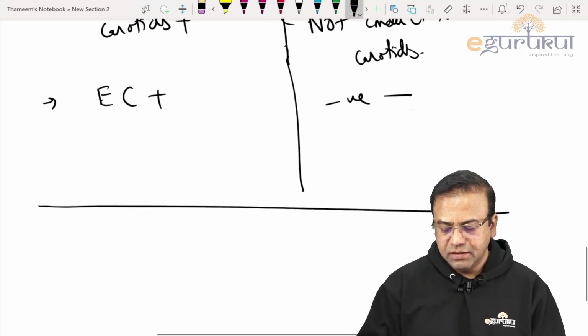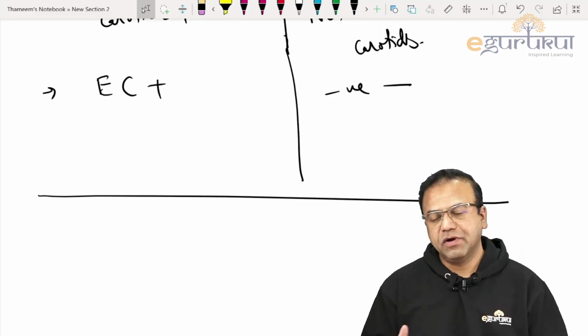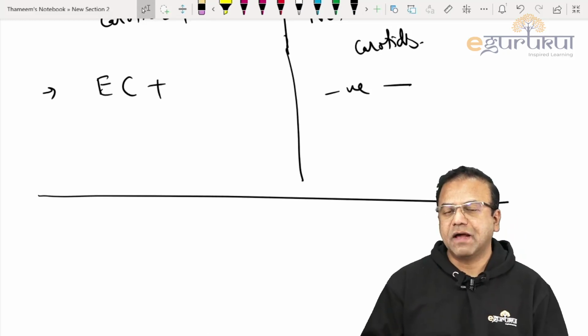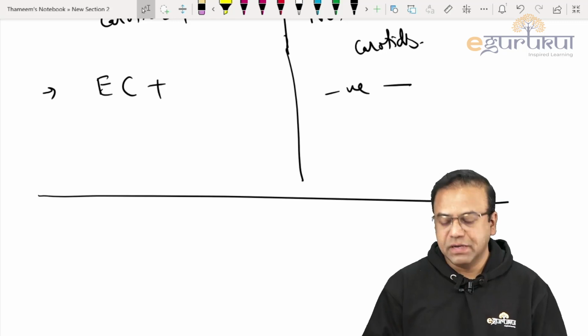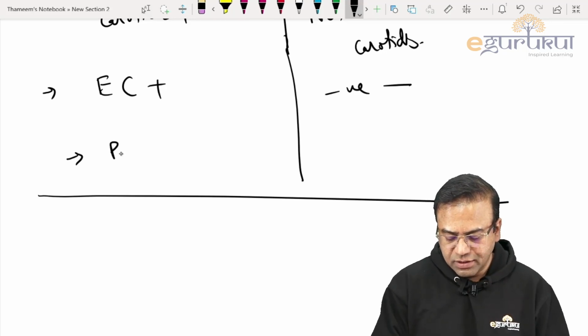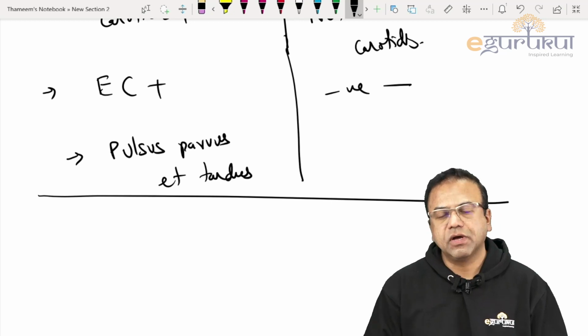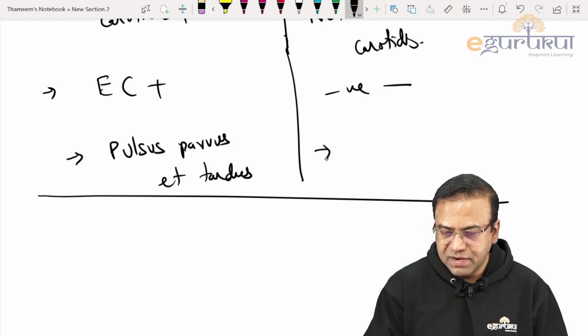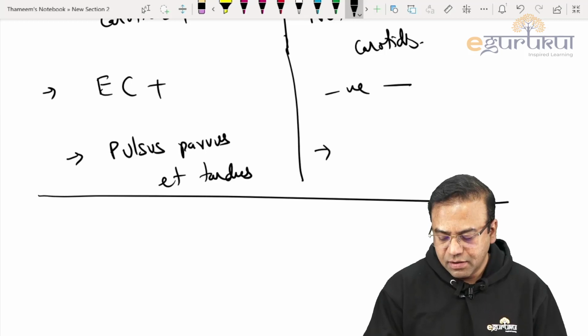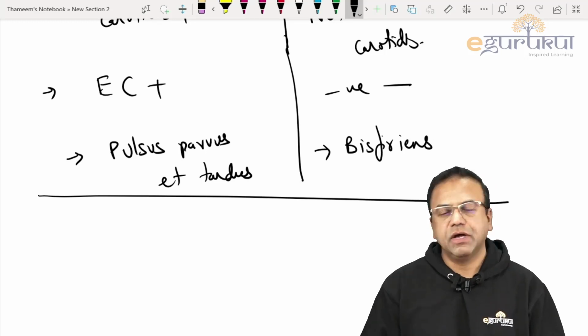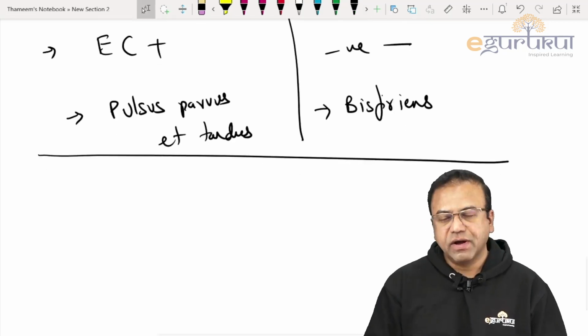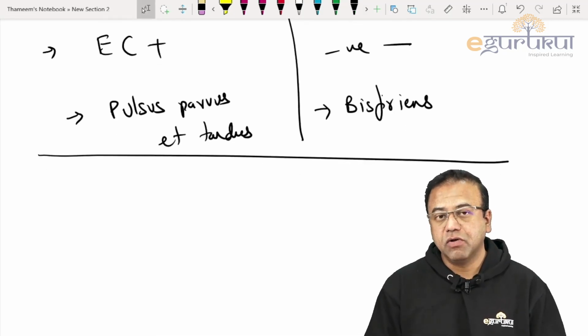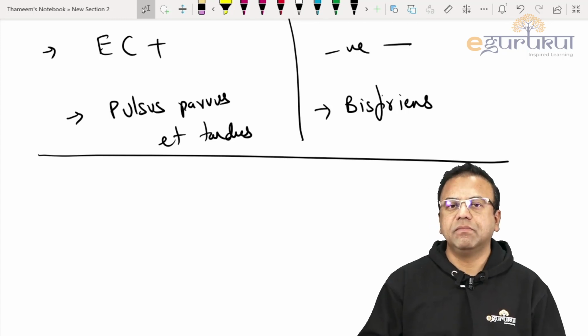Rest of it is basically the supportive findings you get in the other examination. For example, if you get a pulsus parvus et tardus, a low volume slow rising pulse, then we are talking about aortic stenosis. If you get a brisk pulse with a double peak, this is pulsus bisferiens, then we are talking about HOCM. So these are the ways you can differentiate whether it is aortic stenosis or a subaortic problem like HOCM.